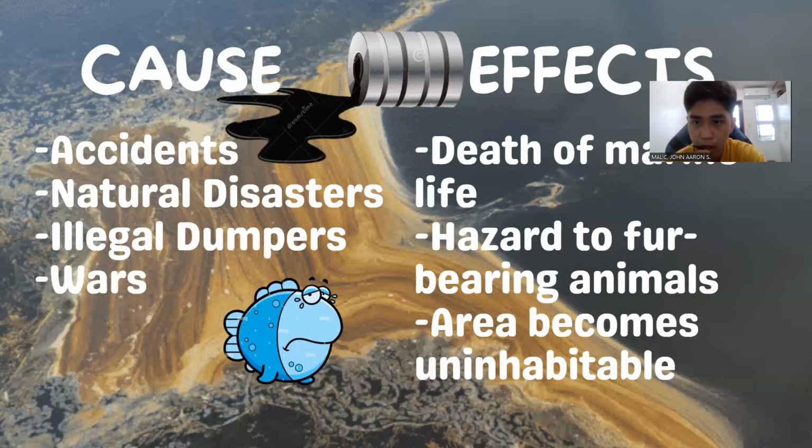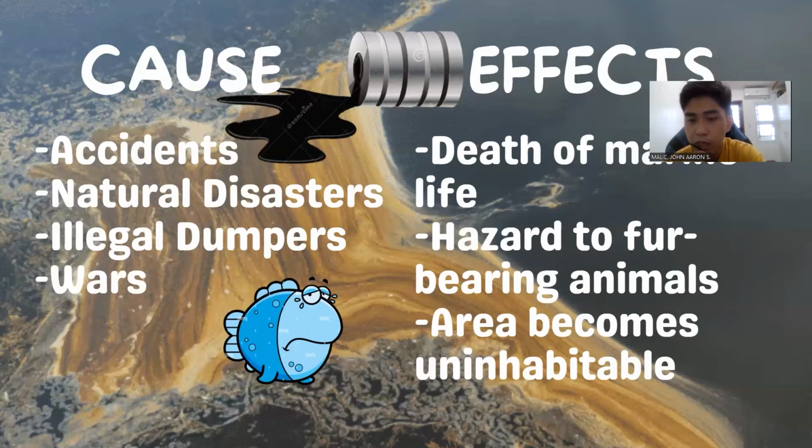So fur-bearing animals like seals and birds, when they come into contact with oil or petroleum, have the tendency to have their coat ruined, which is supposed to be water resistant. Once oil sticks to their fur, it just wouldn't repel water anymore.